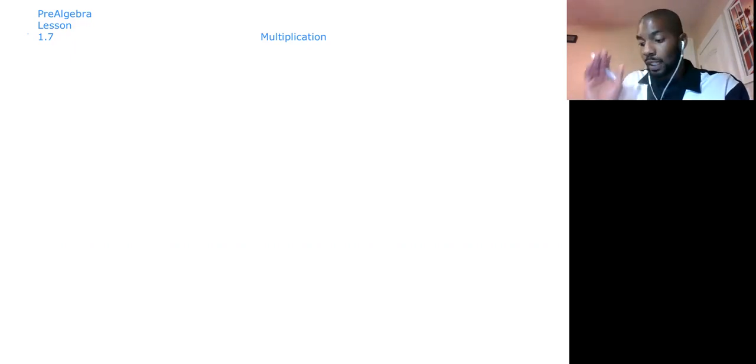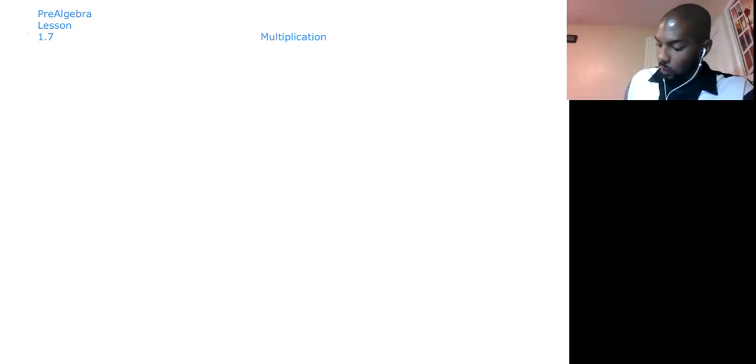We are doing pre-algebra, lesson 1.7, and we're finally talking about multiplication, my favorite. A very, very simple concept. The idea behind multiplication is that if you have the same addends, or the same numbers that you're going to add in a series, you can save yourself some time and just multiply. Let's get started.